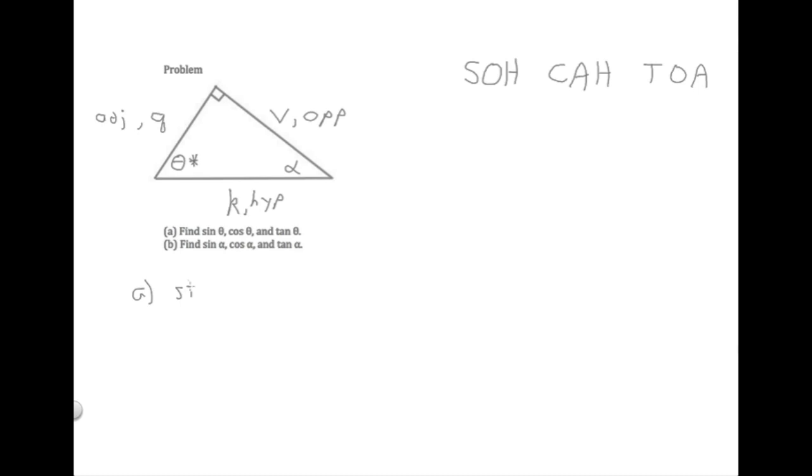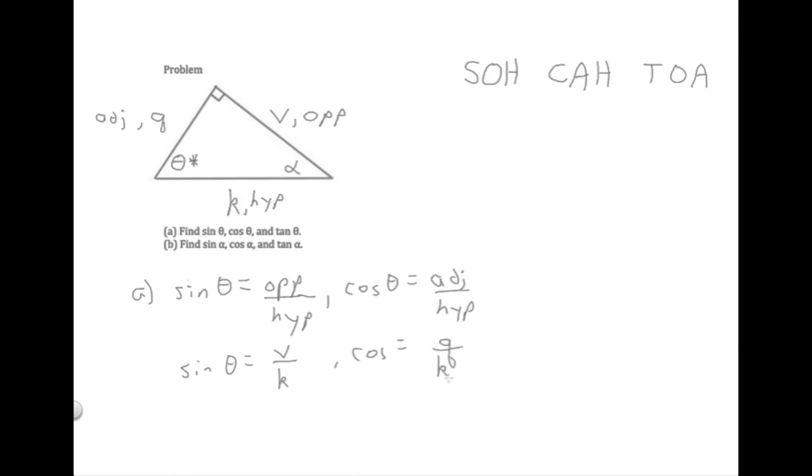All right, so then we can say that the sine of theta, well, SO stands for opposite over hypotenuse. Our opposite side here was V, and the hypotenuse is K. So there's sine theta. Then cosine theta, that's adjacent over hypotenuse. This is the way that we use the SOH CAH TOA memory aid. And our adjacent side, we've decided, was Q, and our hypotenuse is K. And then tangent, TOA. Tangent equals opposite over adjacent.